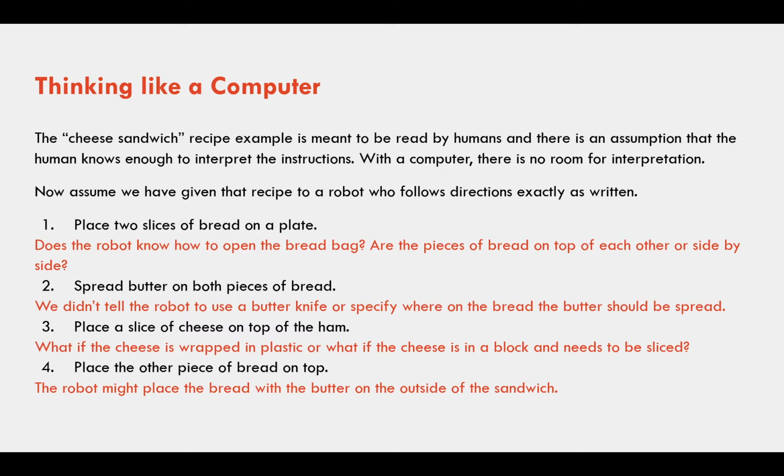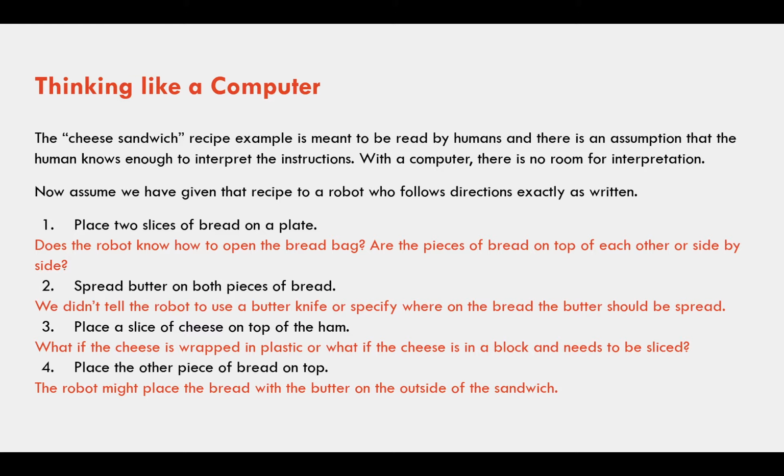So let's look at some of the issues that a computer would have with those instructions. First of all, we said place 2 slices of bread on the plate. Would a robot know how to open a bread bag? Would it know how to put the pieces of bread down? Would they be side by side or on top of each other, or would it scrunch them into a ball that would be unusable?